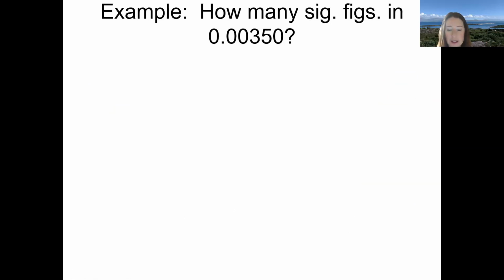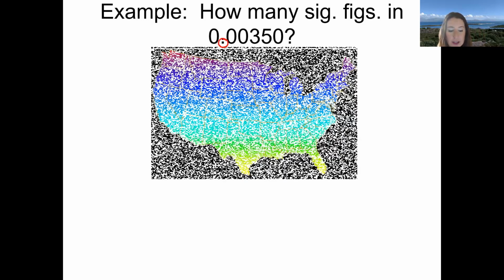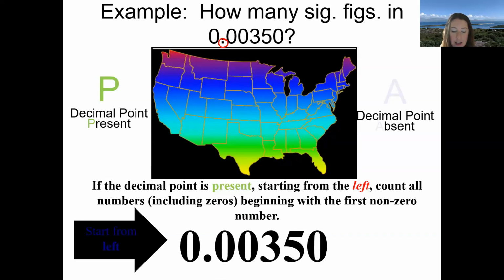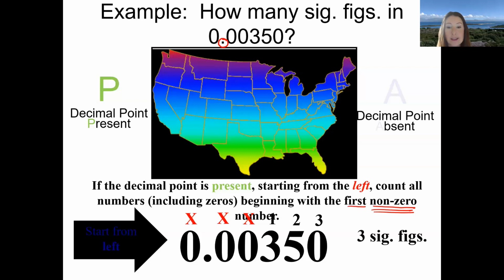So for example, how many sig figs are in this number? So we can see the decimal point is present. So since it's present, we are going to start from the Pacific side, starting with the first non-zero number. Our first number is a 0, so it doesn't count. Second number is a 0, so it doesn't count. Third number is a 0, so it doesn't count. Our fourth number here, this is a number, so we count it. Once you start counting, you don't stop. So 1, 2, 3, 3 sig figs. So again, the decimal point is present. Start from the Pacific side, and you start counting with the first non-zero number. It says 3 sig figs.